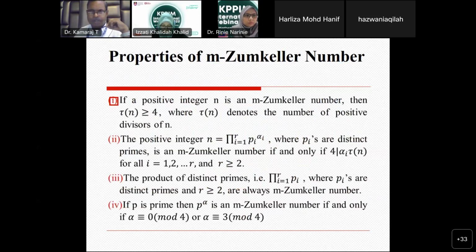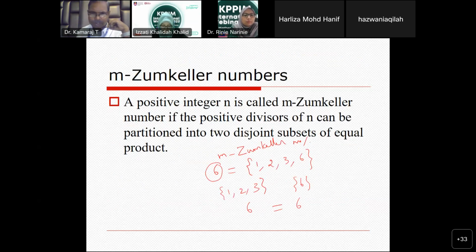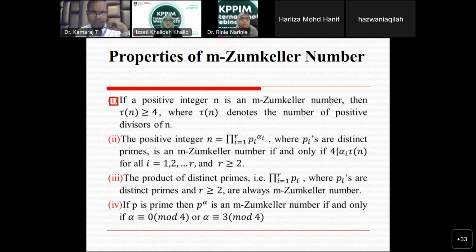And some of the properties of the Zumkeller numbers are listed out here. If a positive integer n is an M-Zumkeller number, then the number of positive divisors of n, which we denote by tau of n, is always greater than or equal to 4. You can see in the previous example, the positive divisors of 6 are 4. So whenever a number is an M-Zumkeller number, the number of positive divisors is greater than or equal to 4.